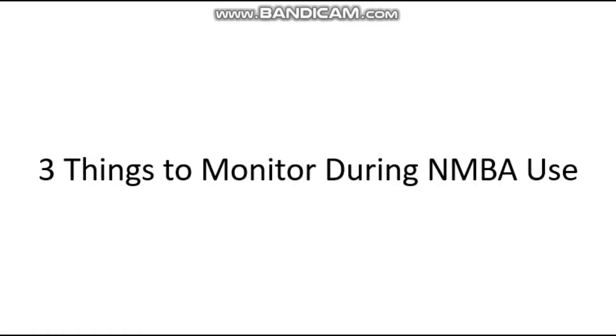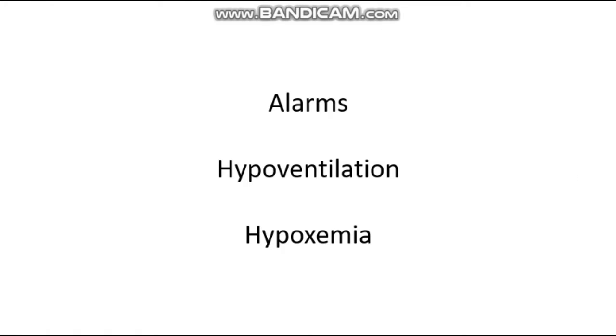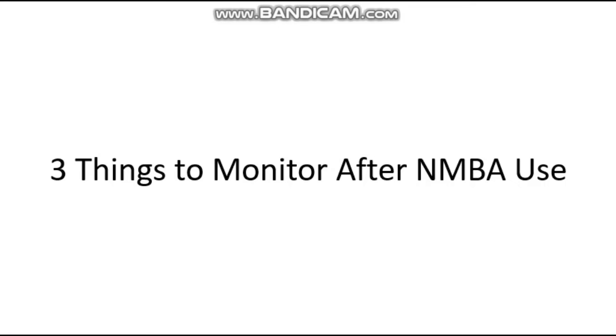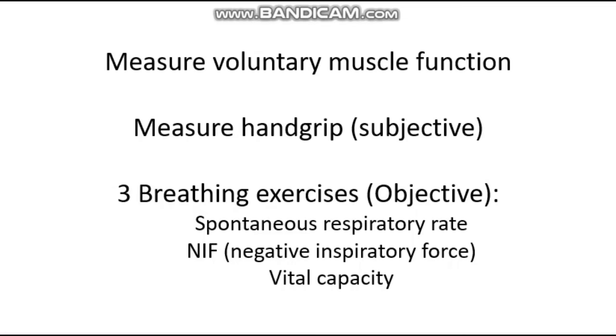3 things to monitor during NMBA use are alarms, hypoventilation, and hypoxemia. 3 things to monitor after NMBA use are to measure voluntary muscle function, measure hand grip, and the 3 breathing exercises, which are spontaneous respiratory rate, NIF or negative inspiratory force, and vital capacity.